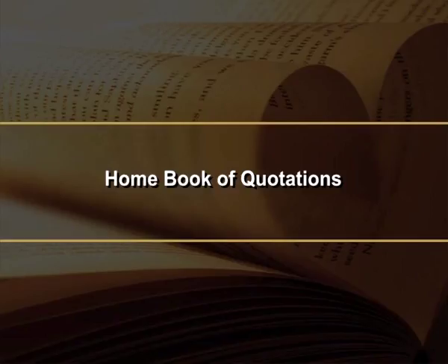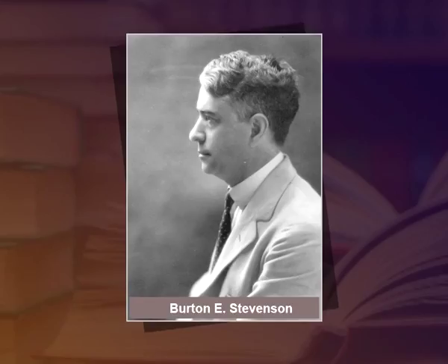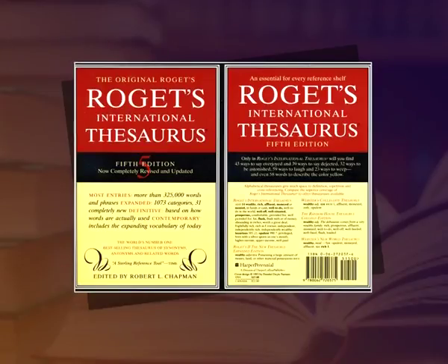Home Book of Quotations. It was compiled by Burton E. Stevenson and published by Dodd, Mead, New York in 1967. It consists of 7 lakh quotations and these are alphabetically arranged under topics A to Z. The sub-arrangement is by smaller topics as necessary. Under each small topic, further arrangement is alphabetically by author. Other examples are Roget's International Thesaurus and Bartlett's Unfamiliar Quotations.